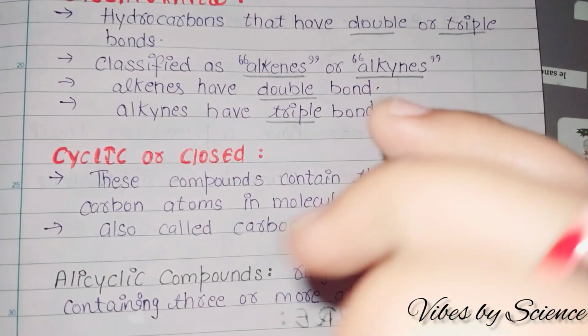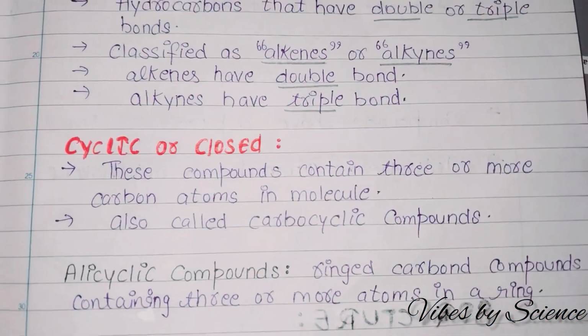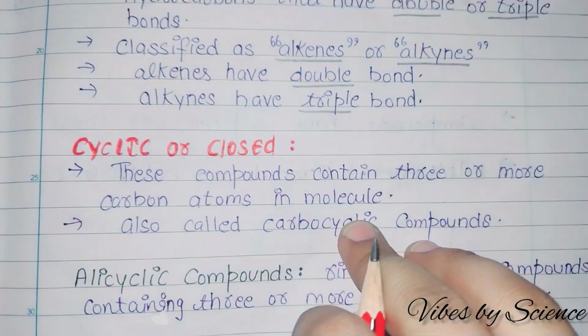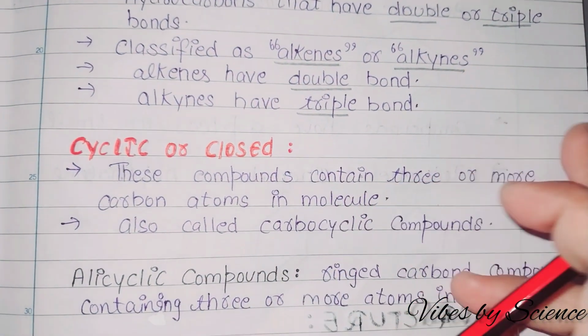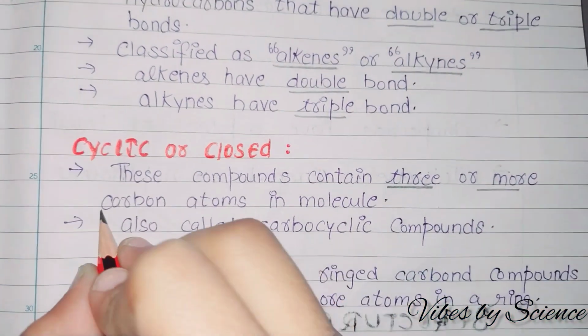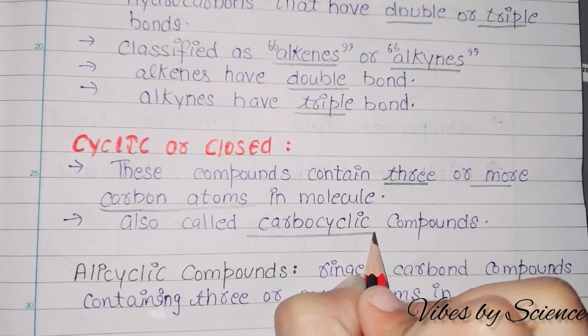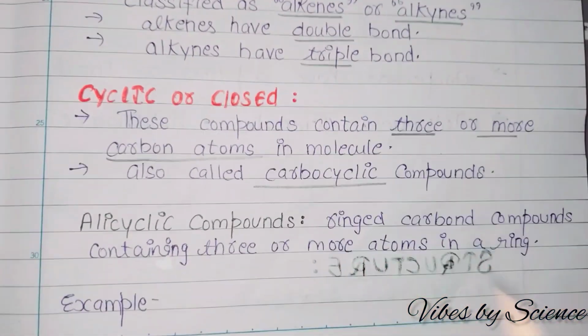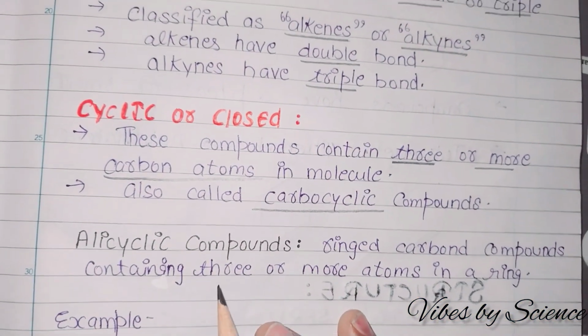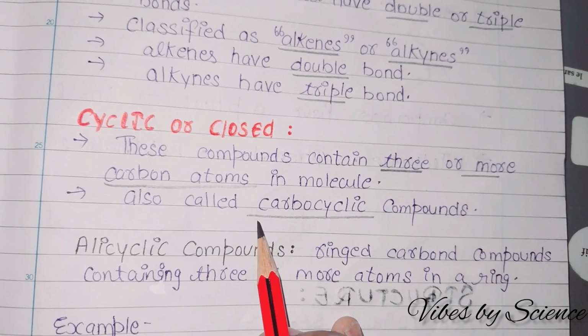These are ring like structures, means the structure which is formed by these type of compounds is in form of a ring. Like these compounds contain 3 or more carbon atoms in molecule, and these are also known as carbocyclic compounds. They are further classified as acyclic and aromatic.